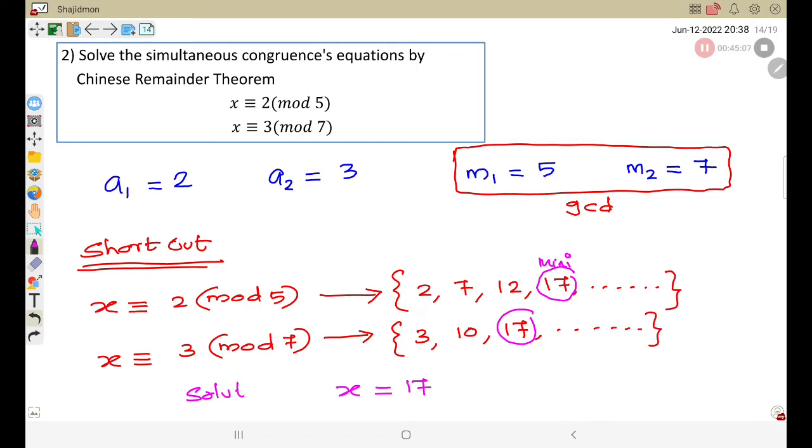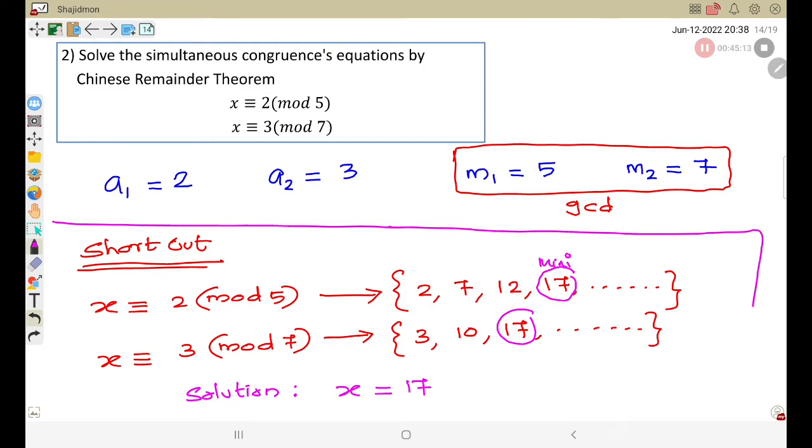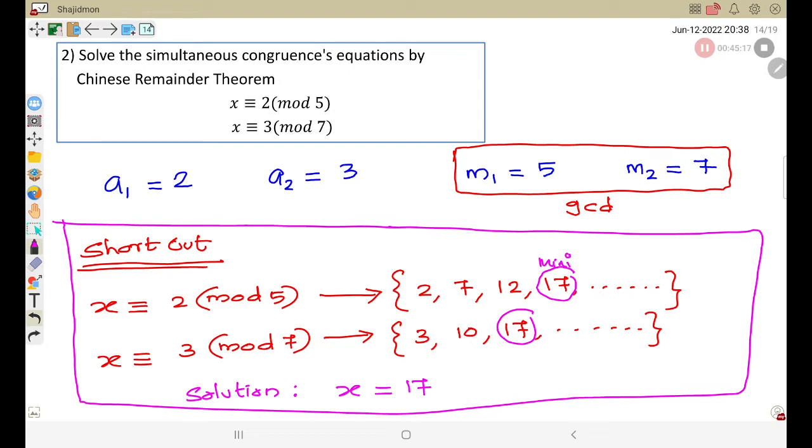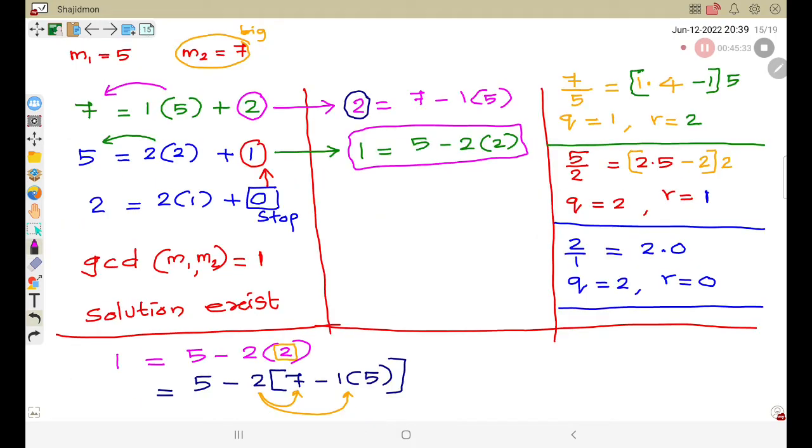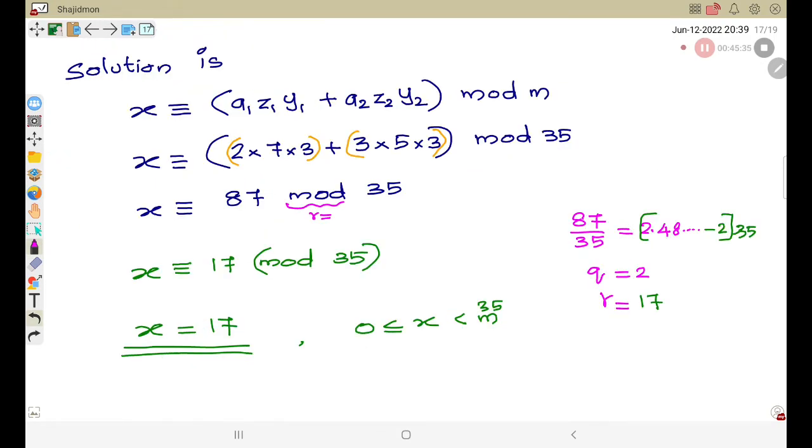Solution. Okay. So when you are preparing in exam mode, don't do it like this. This is only for checking your answer, only for two congruences. This is a shortcut, only for checking. I hope you understood this question, the Chinese remainder theorem, these steps.